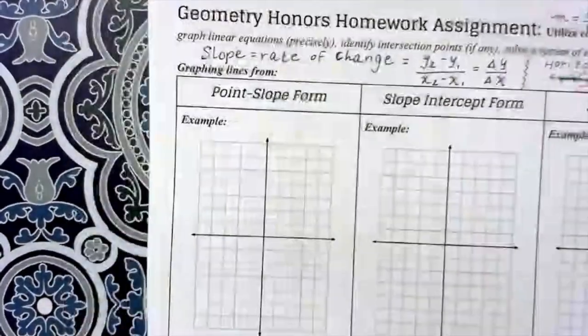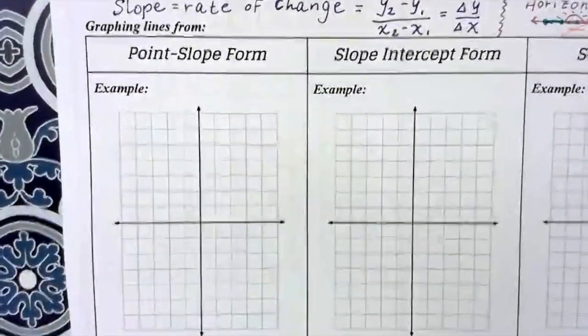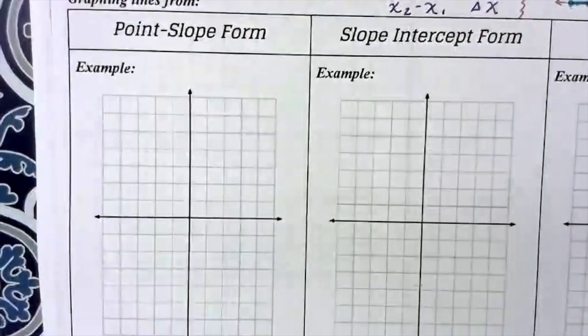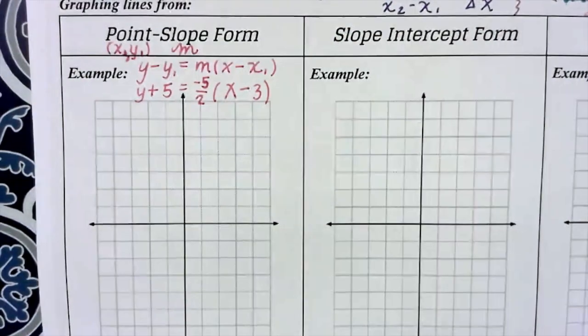We're going to start off with graphing lines from point-slope form, okay? First of all, you need to know what point-slope form is. All right, so here's our example.